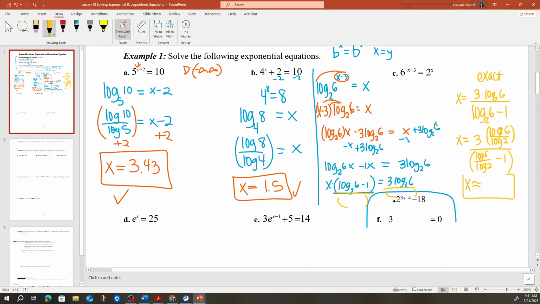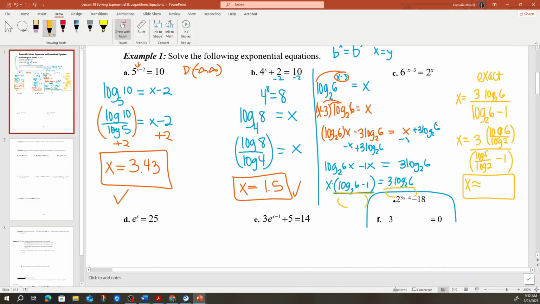What do you guys get? 1.893. Darn it, we should get 3.8 something. Let's see if I messed up somewhere. We converted it to a log base 2 of 6. I went with this approach because I used ln's, so let me see if I made a mistake on this approach really fast.